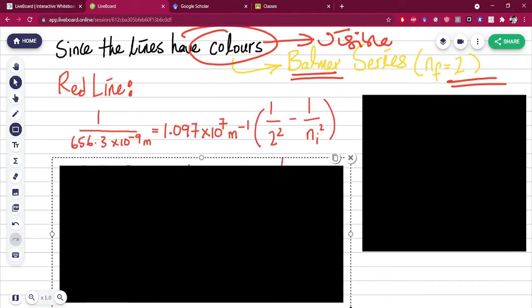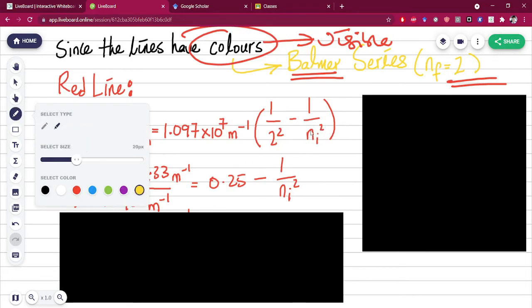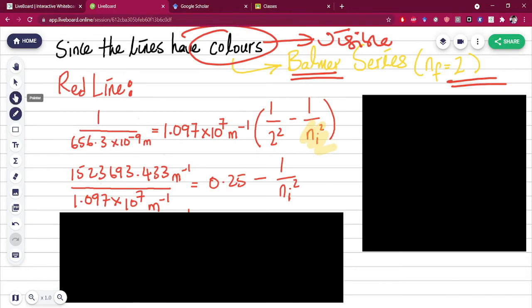I'm going to use this formula here, this calculation using the Rydberg equation. I have 1 over wavelength, the wavelength of the red line just now, equals the constant. And I have 2 because n final for the Balmer series is 2. The only thing I need to find is n initial. Mathematically, it's a very simple calculation. You solve this, you move this to the other side, 1 over 4, since 2 to the power of 2 is 4, you get 0.25.